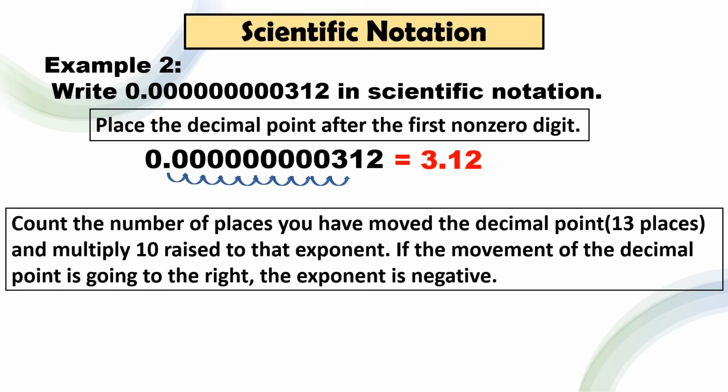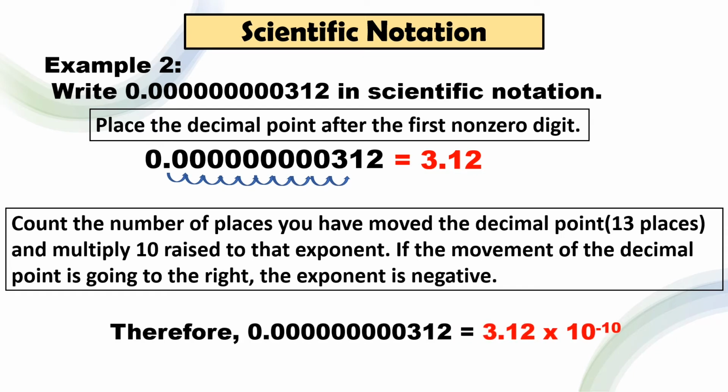Now, count the number of places you have moved the decimal point and multiply 10 raised to that exponent. If the movement of the decimal point is going to the right, the exponent is negative. Okay? Therefore, the given number is equal to 3.12 times 10 raised to negative 10. Again, we have 3.12 times 10 raised to negative 10. Kaya siya naging negative kasi nag-move tayo from left to right.